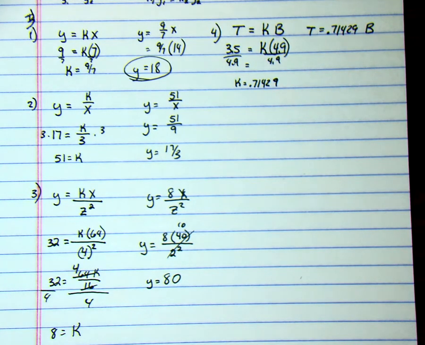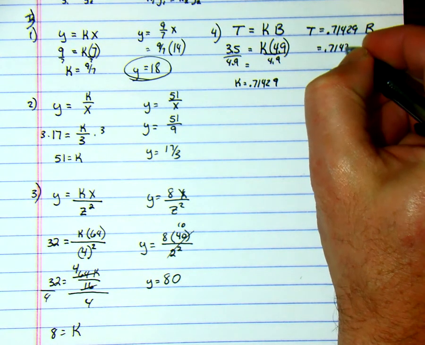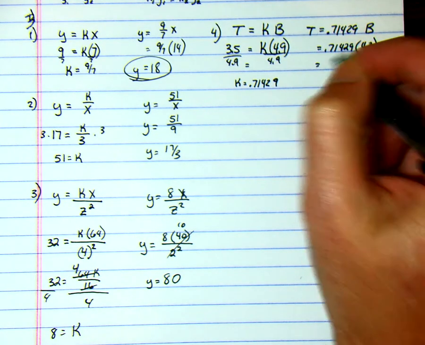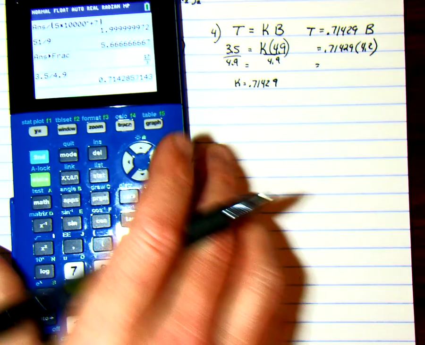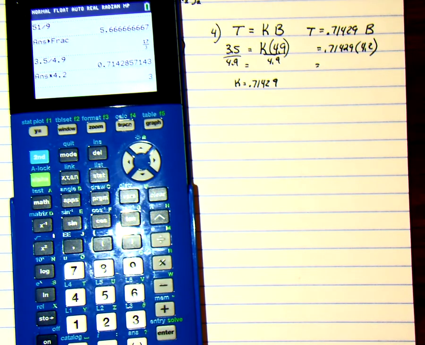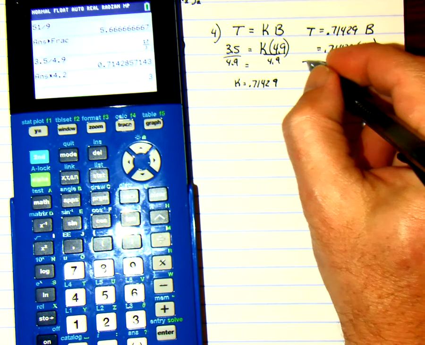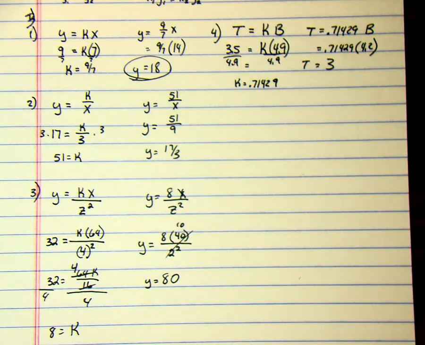Now it says, what is the tail length of an alligator whose body length is 4.2? So we'll drop that in there, and we'll just leave that in my calculator. We'll take that times 4.2. We're going to round that, and that turns out to be a 3 in reality, since I didn't round anything. So there we go. I left it all in my calculator, and it turned out great.